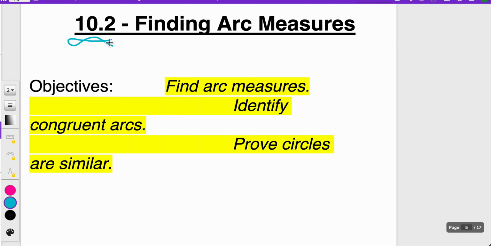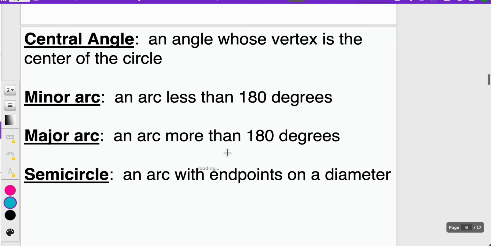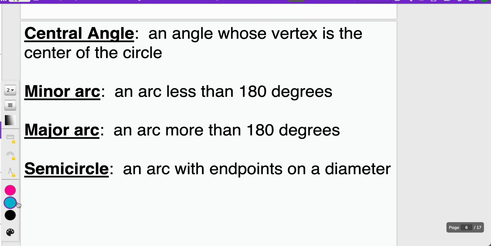Today we're looking at lesson 10.2, finding arc measures. So we'll be able to find arc measures, identify congruent arcs, and then be able to prove circles are similar. The first thing we need to know are a few details about types of circles.